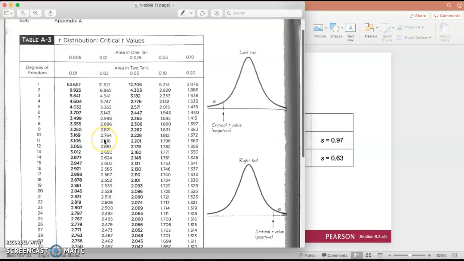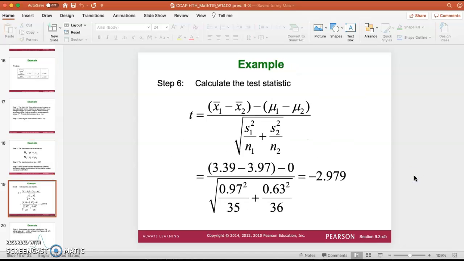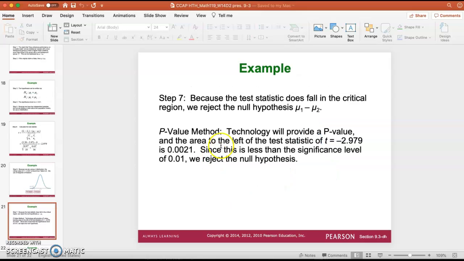So again, just looking at this column, go down to where I can find 34, trace it over, and I get 2.441. And since this one's going to be a left-tailed test, I just go ahead and make this critical value negative. That's where this critical value of negative 2.441 is coming from. And so that's one way we can say that since our test statistic is less than our critical value for a left-tailed test, then this will be a reject H0 scenario.